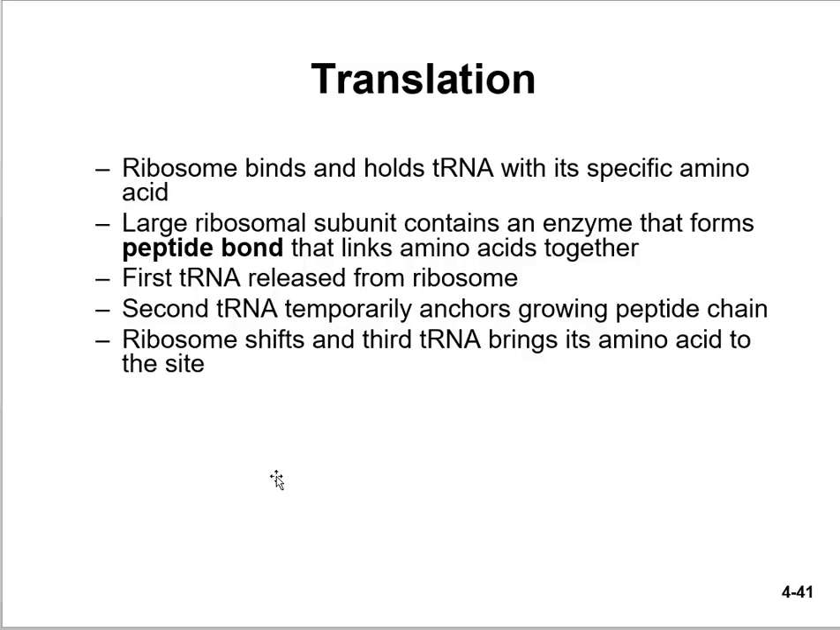Then the ribosome binds and holds the tRNA with its specific amino acid. The large ribosomal subunit then contains an enzyme that forms that peptide bond and links those amino acids together. Then the tRNA is released. It's going to go back out into the cytosol and find, again, its specific amino acid and do this all over again. Then the second tRNA will temporarily anchor the growing peptide chain. The ribosome will shift, and the third tRNA will bring its amino acid to the site.